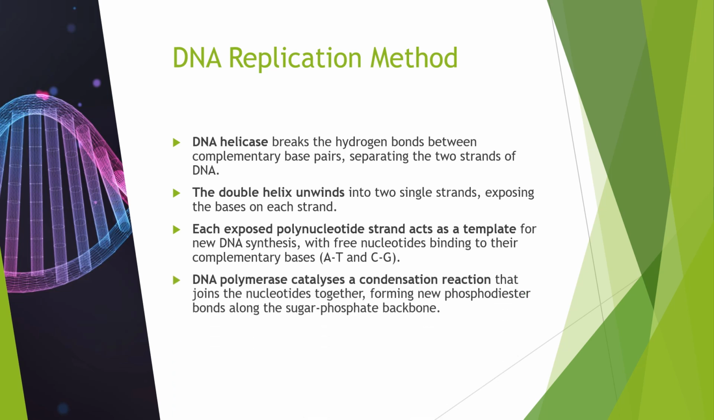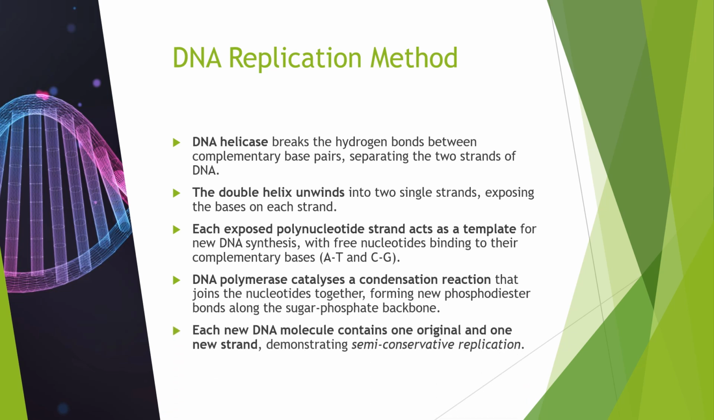Next, DNA polymerase, an essential enzyme, facilitates the joining of nucleotides through a condensation reaction. This reaction forms strong covalent bonds, called phosphodiester bonds, between the sugar and phosphate groups of each nucleotide. These bonds create the sugar-phosphate backbone of the new strand, stabilizing the DNA structure. DNA polymerase also has a proofreading role, as we discussed before.